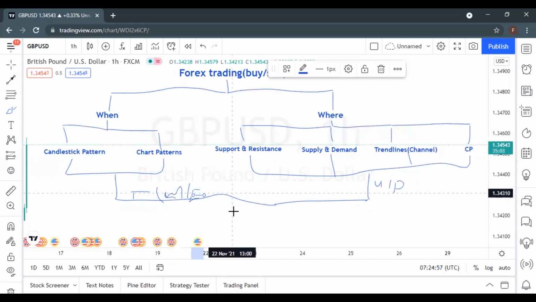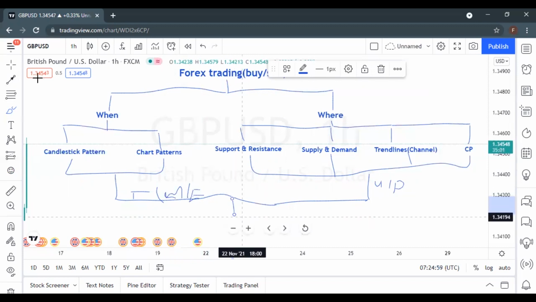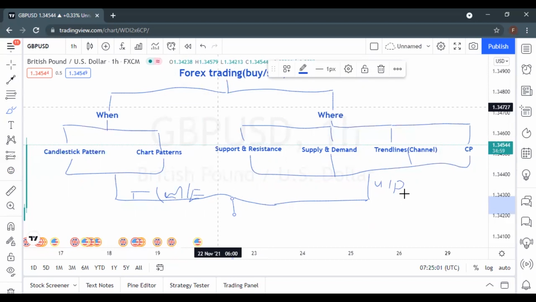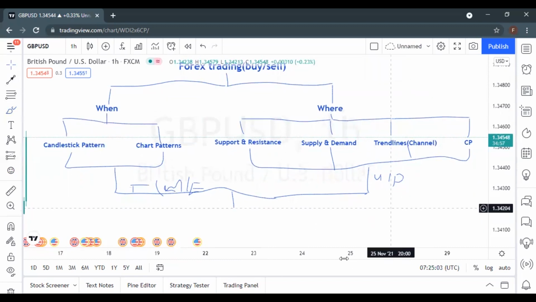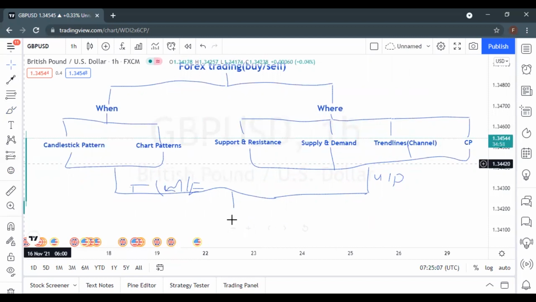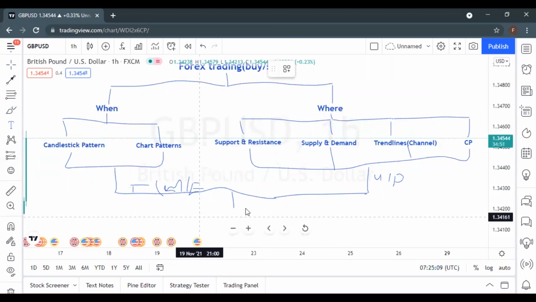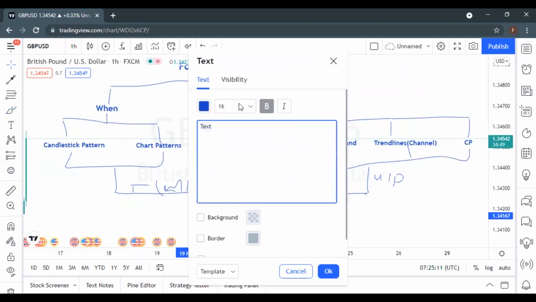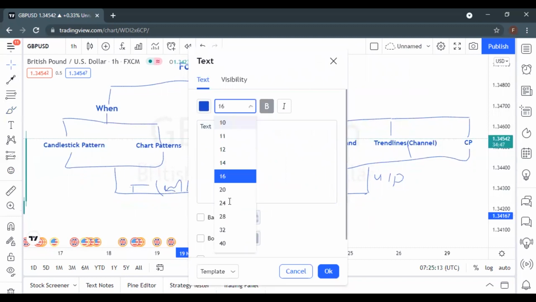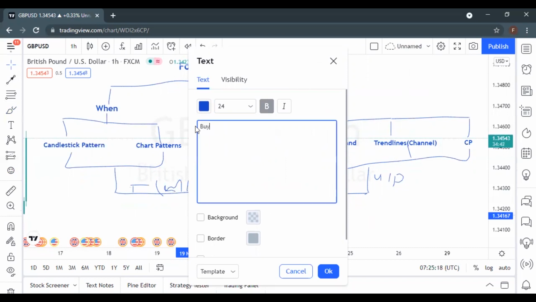You can then make a decision that you want to buy, or you want to sell. So this is how you make your conclusion. So you can now make a decision. Are we buying or are we selling?